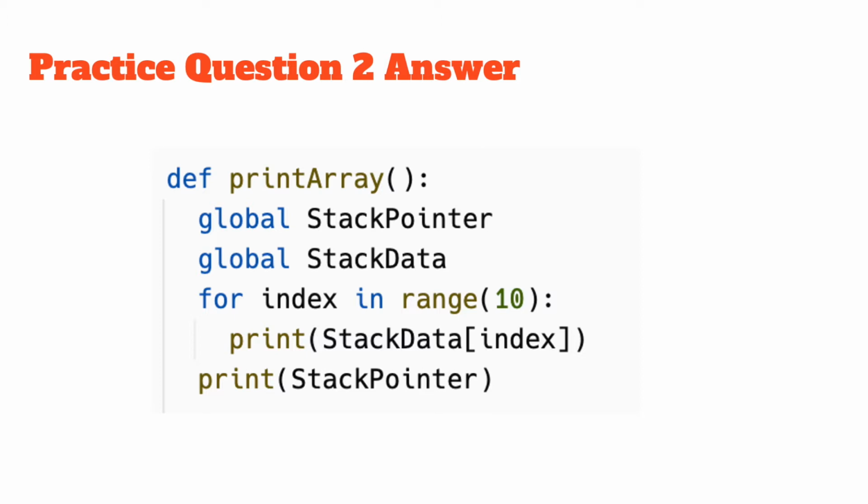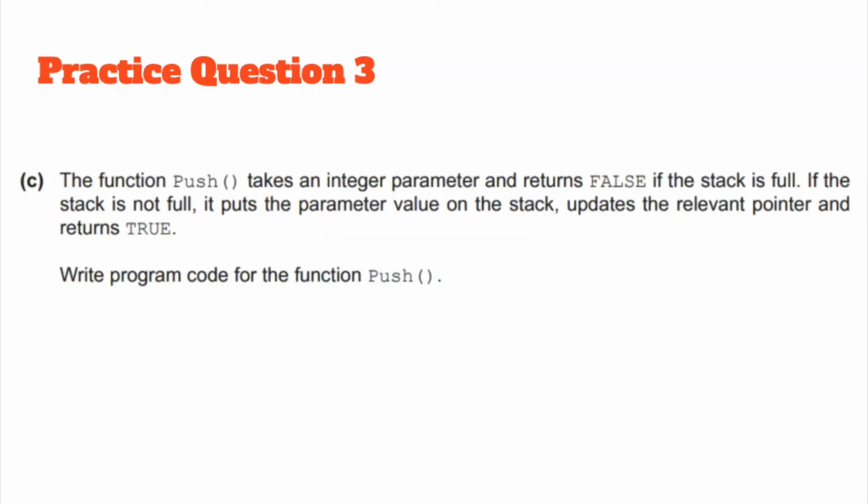The idea at the moment is it'll give you a list of zeros, and then the stack pointer is still going to be 0 because we haven't added any values to it yet. Of course, once you add the values, then this will be updated. Practice question 3. The function push takes an integer parameter and returns false if the stack is full. If the stack is not full, it puts the parameter value on the stack, updates the relevant pointer, and returns true. Write program code for the function push.